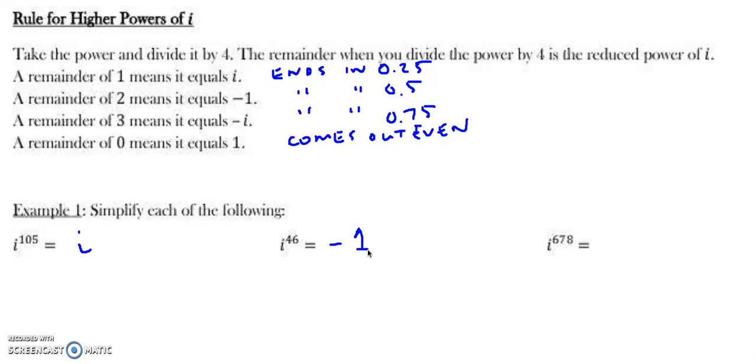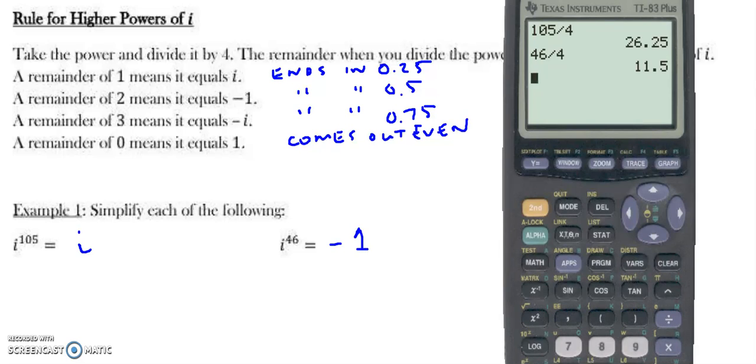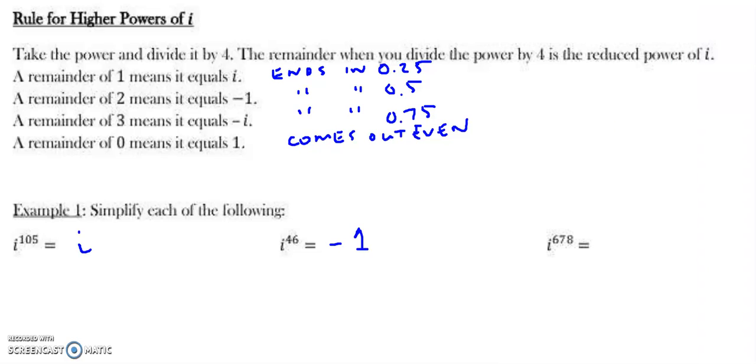And then lastly here, i to the 678th power. Holy smokes. So we're going to take 678 and divide it by 4. And when we do that, again, it ends in 0.5. So we've got a remainder of 2. And that means that this is going to be equal to -1.